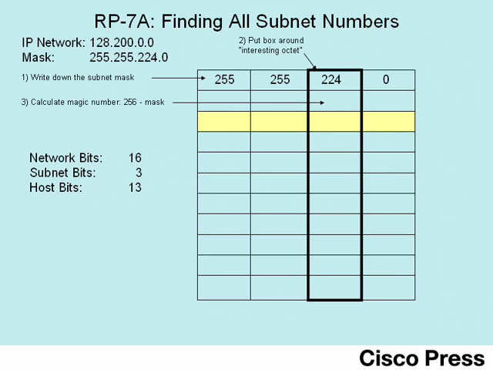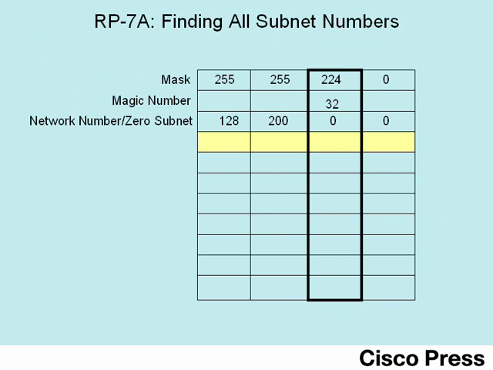At step 3, you calculate the magic number. The magic number is 256 minus the value of the mask in the interesting octet. In this case, 256 minus 224, or 32. Finally, at step 4, you just write down the classful network number, which is also the exact same value as the 0 subnet. Next, to find each successive subnet number, you simply keep repeating step 5 of this process.